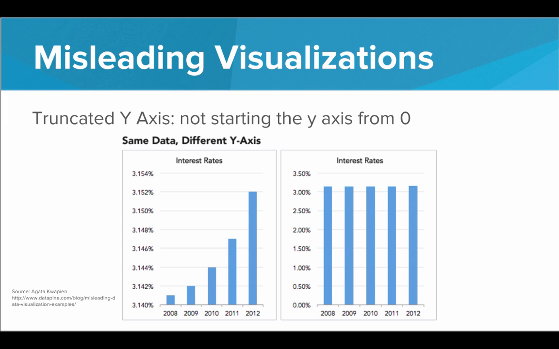Here's a very misleading visualization because we call this a truncated y-axis. The y-axis doesn't start from 0. On the left, you see that the y-axis starts at 3.14% and goes up to 3.15%. And it looks like the interest rates from 2008 to 2012 have exponentially increased. But if you start the y-axis from 0, you see that they've actually stayed about the same. So this can be very misleading. You can lead people to believe that things are blowing up when really they're staying about the same.